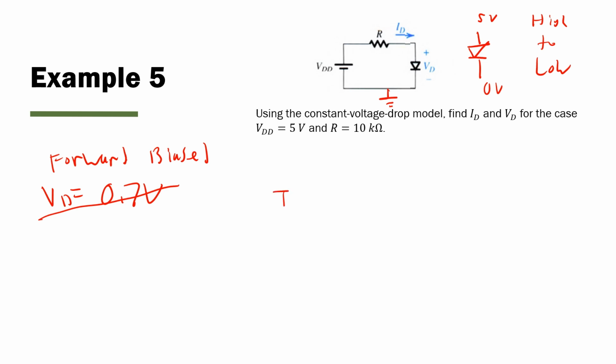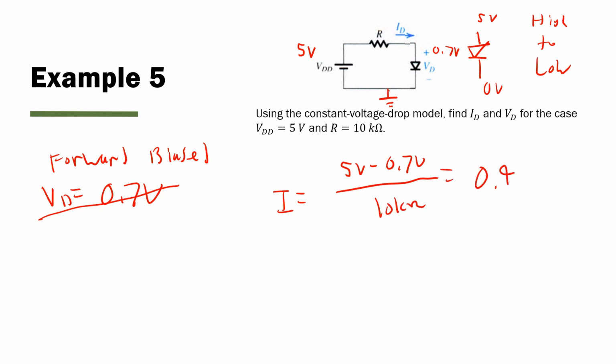And the current will just be equal to, now we have to take note of this diode. So this is 5 volts, and here we have 0.7 volts. That means the current will be 5 minus 0.7 divided by our resistance of 10 kilo ohms, which is 0.43 milliamps. So be wary of that additional voltage drop when you're calculating the current.